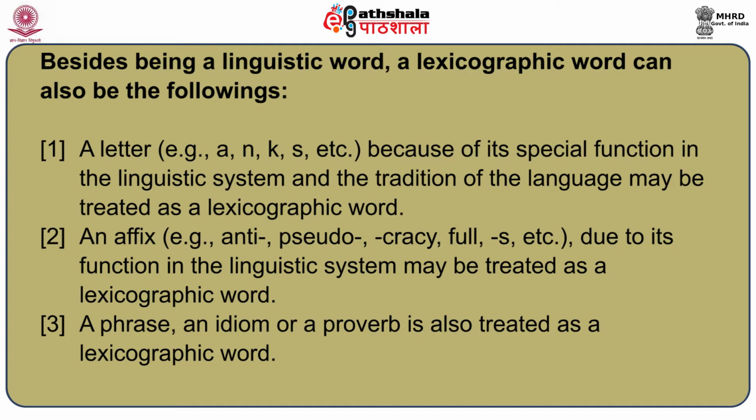A and K and all those letters used in the English alphabet, because of their special function in the linguistic system and the tradition of the language, may be treated as lexicographic words. An affix, due to its function in the linguistic system, may be treated as a lexicographic word. A phrase, an idiom, or a proverb is also treated as a lexicographic word. A grammatical structure with many words may also be treated as a lexicographic word. A sentence, if it has special significance, can also be treated as a lexicographic word.